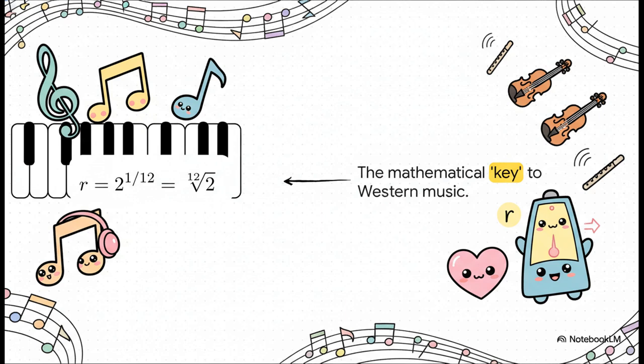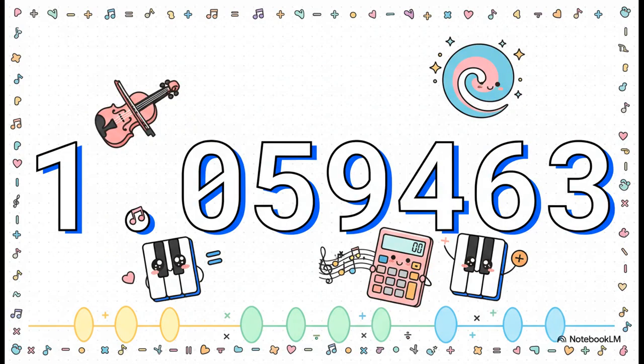This elegant, simple formula, this is the mathematical backbone of pretty much all Western music. It's the secret sauce for what we call equal temperament. So what is that number anyway? Well, it comes out to about 1.059463. So what does that mean? It means every single time you move up one key on the piano, you're increasing the frequency by about 5.9%. It's this incredibly precise, consistent multiplication that makes the musical scale sound so smooth and even to our ears.